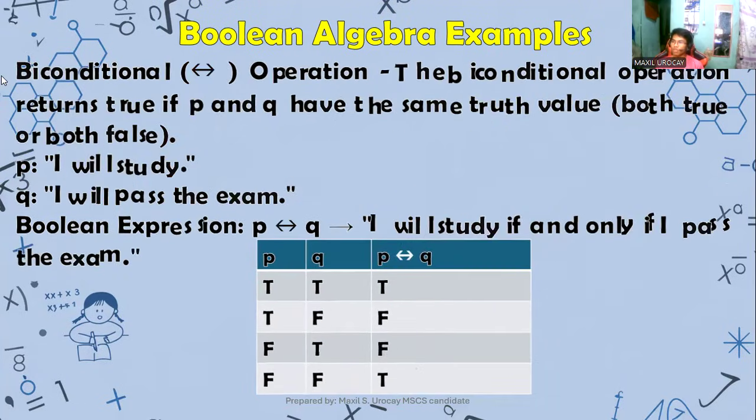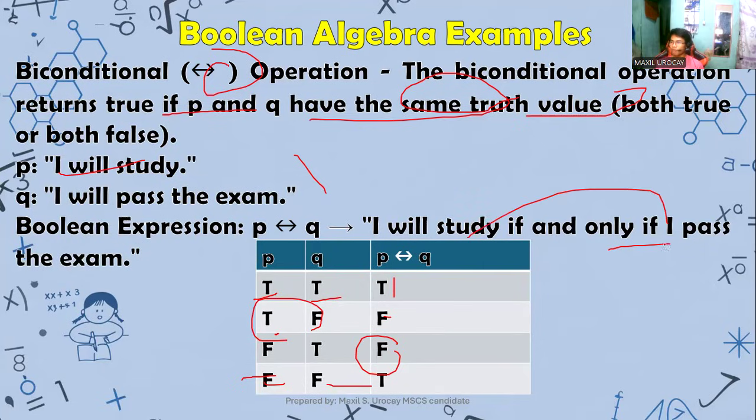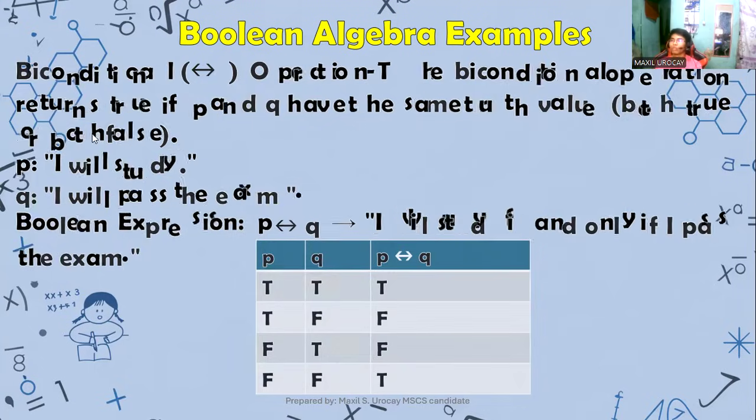Now, for biconditional, this is always true if P and Q have the same truth value, both true or both false. Meaning to say, true plus true will be true, false plus false will be true. True plus false is not the same, so that's false. False plus true is not the same, so it will be false. I will study and I will pass the exam will be true. I will study if and only if I pass the exam will always be true.